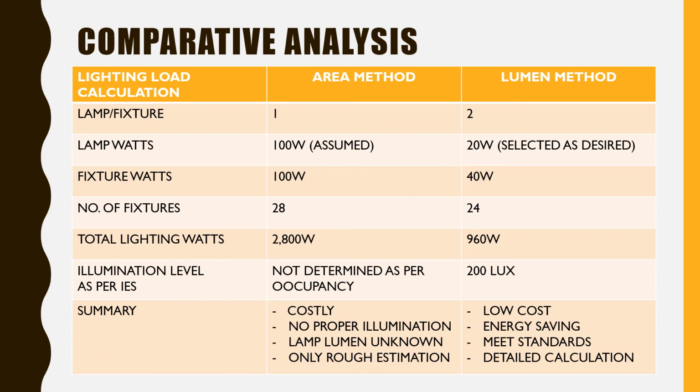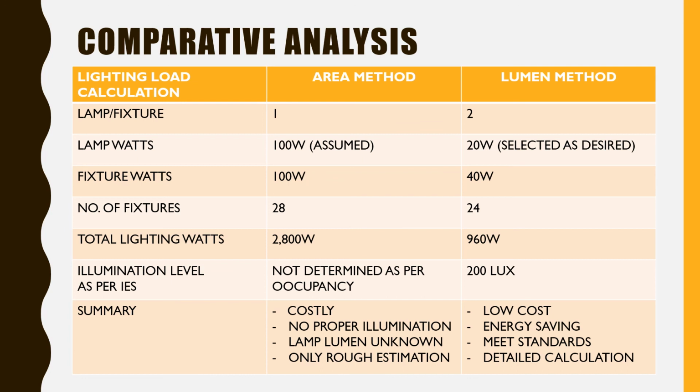So it will be energy saving. Number of fixtures: in the area method, we have 28, but in the lumen method 24 with less wattage, while here 28 with more wattage. Total lighting watts, see 2800 watts, here we have only 960 watts in the lumen method. Illumination level as per IES: in the area method it is not determined as per occupancy. But in the lumen method, it is determined. It is 200 lux, and it is satisfied.